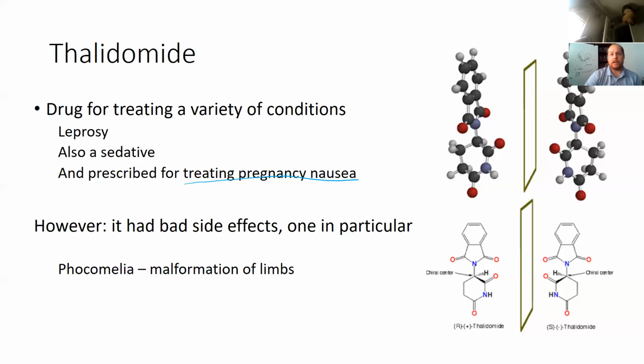And it turns out that taking of this medication was really important early on in pregnancies, and later on didn't have that same effect. But overall, babies were born with terrible malformations and often died because of one of these two chiral molecules, which tended to be in a mixture in this drug, thalidomide.